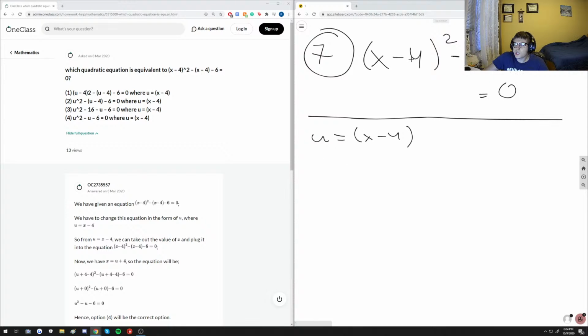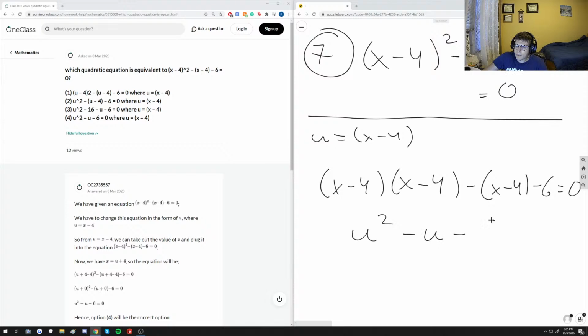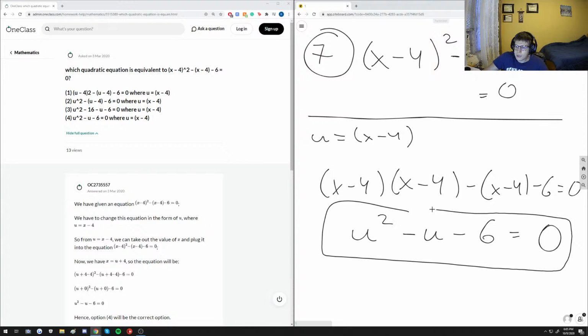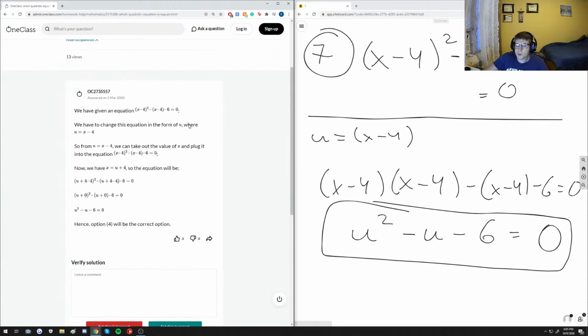So our equation can be written as (x minus 4) times (x minus 4) minus (x minus 4) minus 6 is equal to 0. I changed this x minus 4 quantity squared into the product of two x minus 4's because that's what a square is. Substituting for u all around, we get u squared minus u minus 6 equals 0. And out of all the answer choices, answer choice 4 is that. So I would say that answer choice 4 is correct.